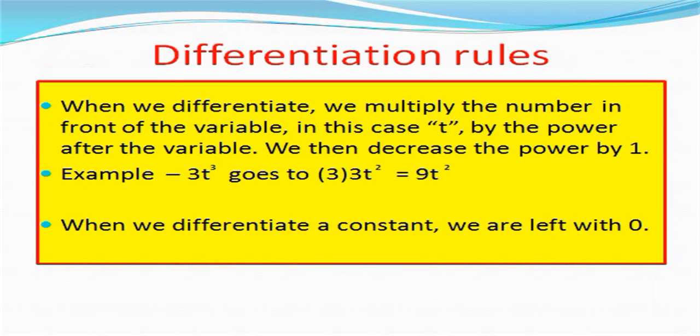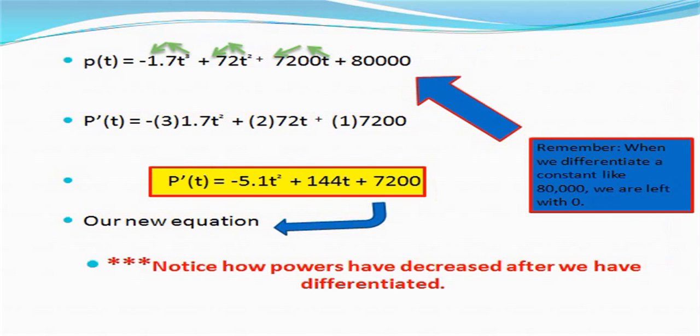And just a reminder of the basic differentiation rule. If you were to differentiate 3t to the power of 3, the 3 would come down to multiply by the 3, and the power 3 would be reduced by 1. So 3t to the power of 3 goes to 3 multiplied by 3 by t to the power of 2, which gives you 9t squared. And when we differentiate a constant, that's any number without a variable in it, such as 500, minus 2, a half, when we differentiate any of those numbers, we're left with 0.